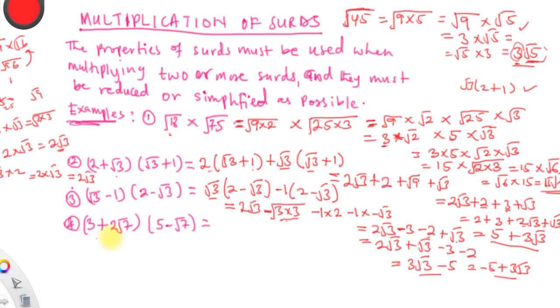Let's look at the last example. So this one, what do we have? We have to make sure that this 3 will multiply the whole thing. So let me come down here.